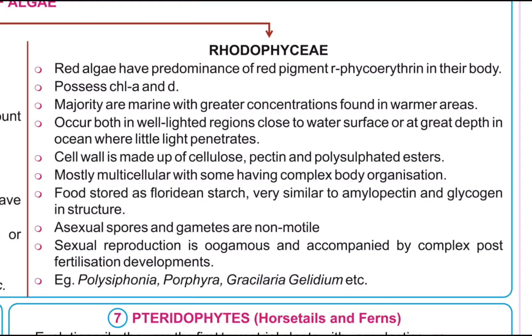Rhodophyceae. Red algae have predominance of the red pigment phycoerythrin in their body, and possess chlorophyll a and d. Majority are marine with greater concentration found in warmer areas. They occur both in well-lighted regions close to the water surface or at great depth in the ocean where little light penetrates. Cell wall is made up of cellulose, pectin and polysulfate esters. Mostly multicellular with some having complex body organization. Food is stored as floridean starch, very similar to amylopectin and glycogen in structure. Asexual spores and gametes are non-motile. Sexual reproduction is oogamous and accompanied by complex post-fertilization developments. Examples: Polysiphonia, Porphyra, Gracilaria, Gelidium, etc.